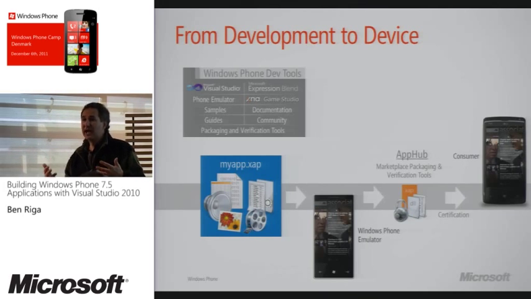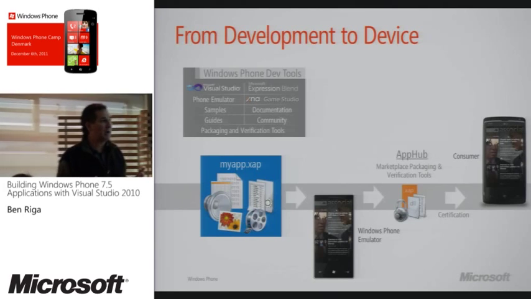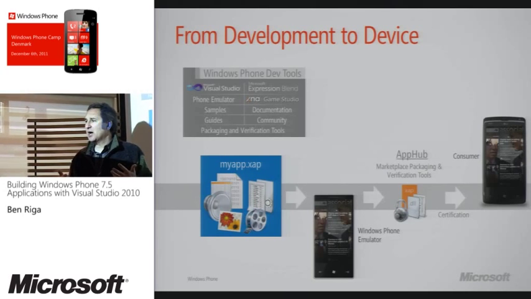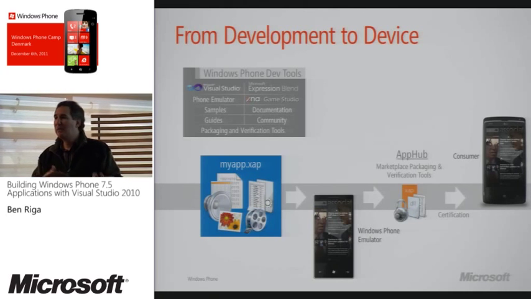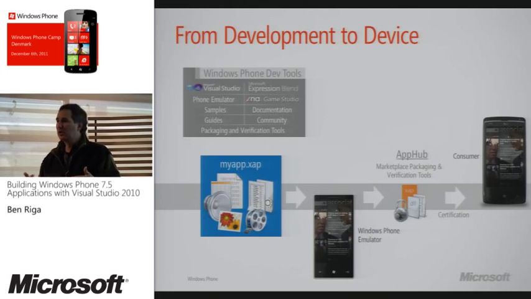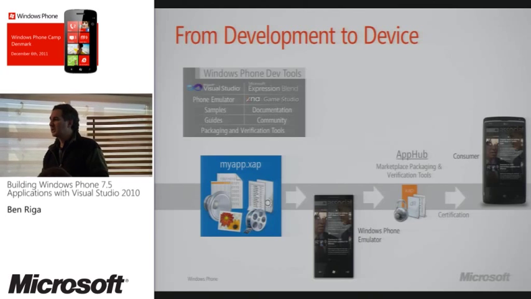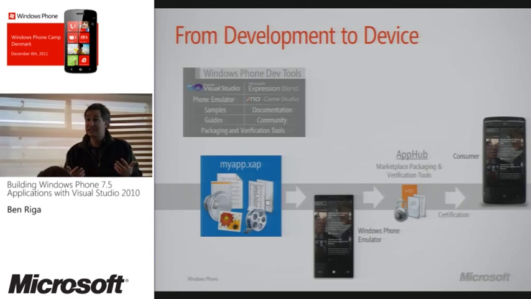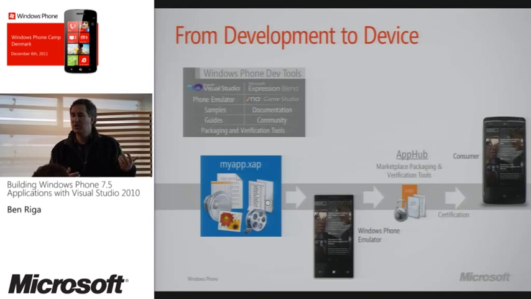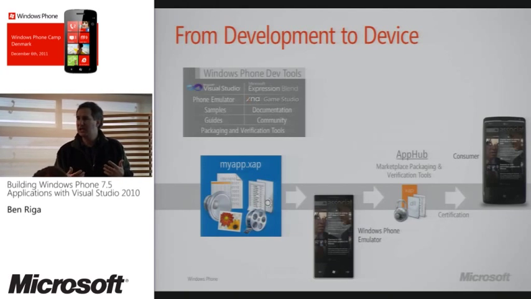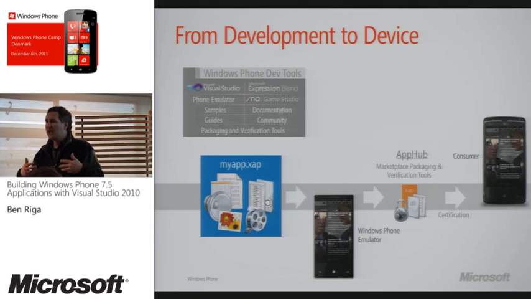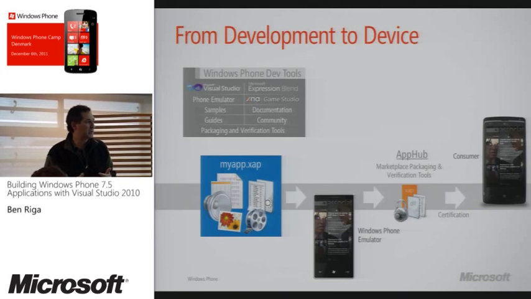And when you submit that application to App Hub, we do all sorts of packaging behind the scenes. We also do verification, both automated and manual, that you are adhering to the policies that we have in Marketplace, so you're not doing any bad stuff, either for the end user or for the device. Those are the two things. We talked about this earlier. We try to maintain the user experience and the health of the device. So those are two things that we monitor.